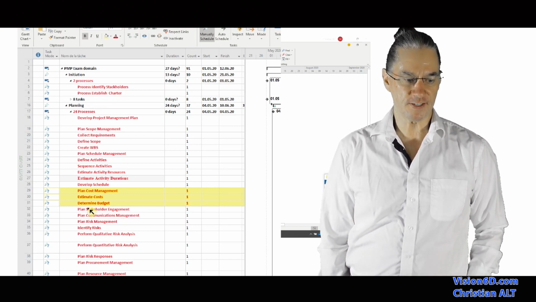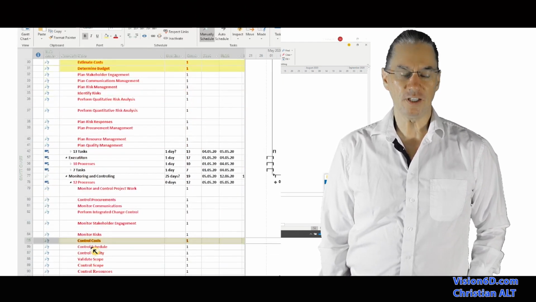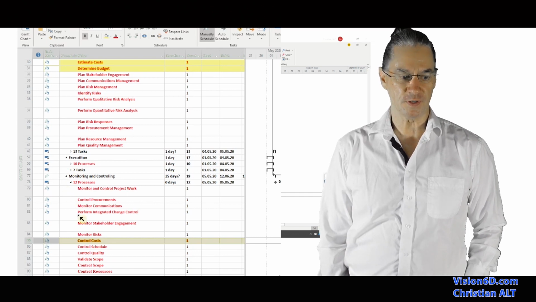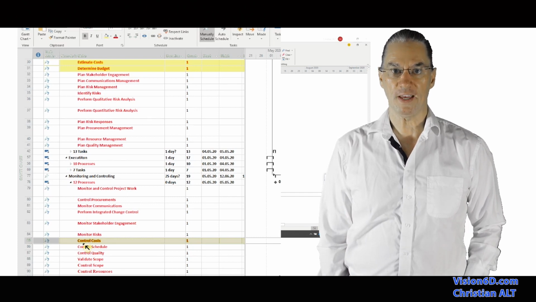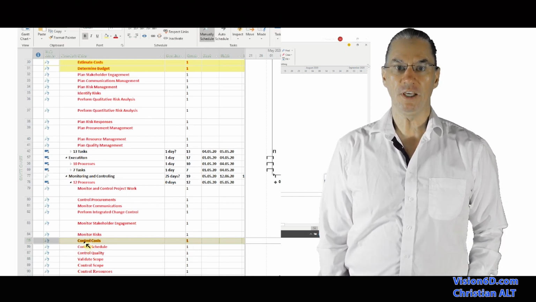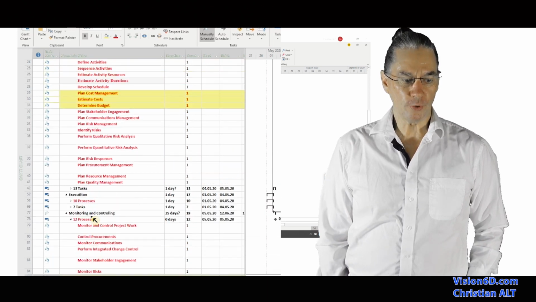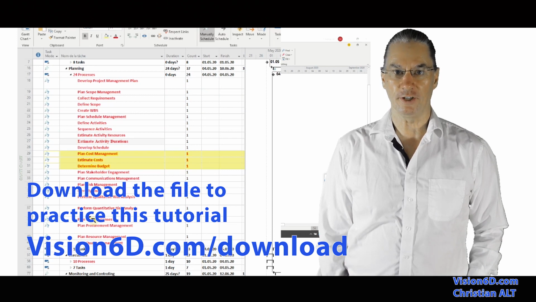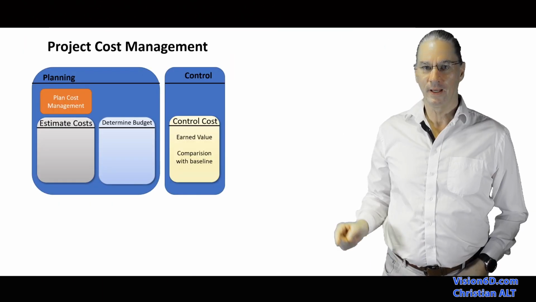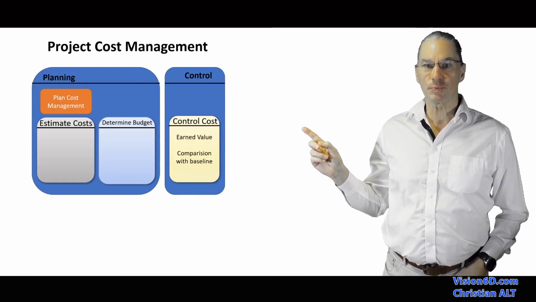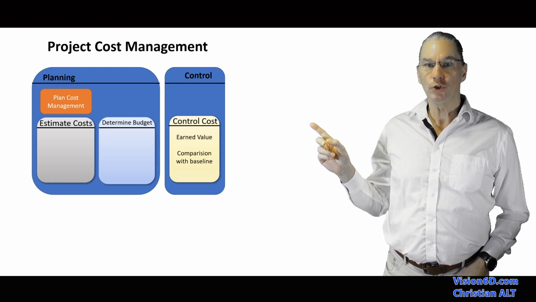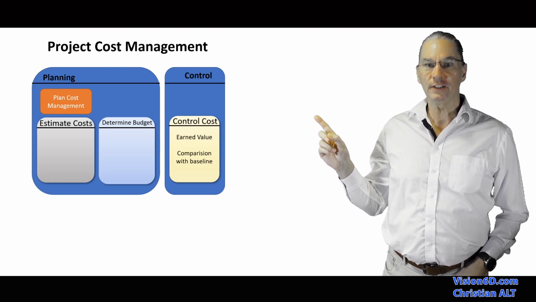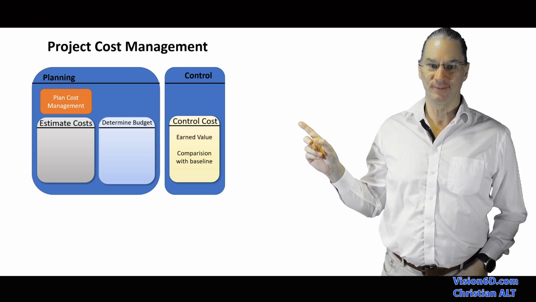What is then left is, if we go below, down here into the control group of processes, you see that there is control costs. So in all, we have 4 processes to handle within the PMBOK. What I was showing you here is a file that I created under MS Project, and that file, of course, you can download on our website. Project cost management involves processes for estimating the budget, controlling, and then you make sure that you manage to complete the project within the approved budget.